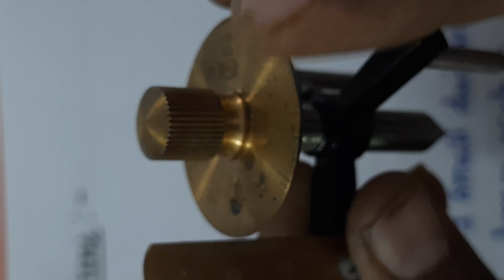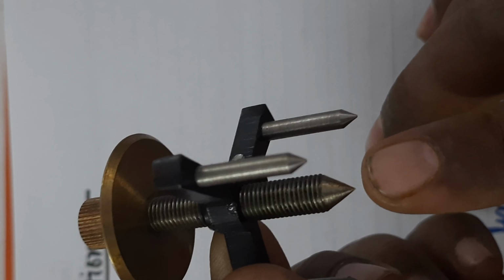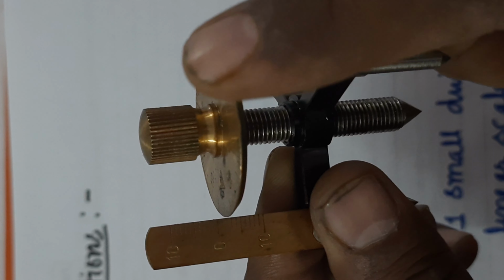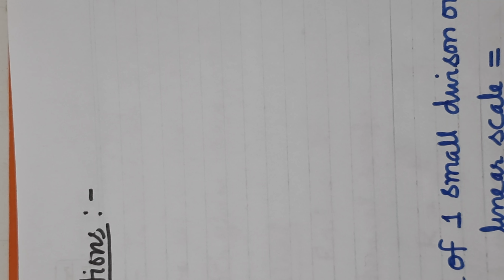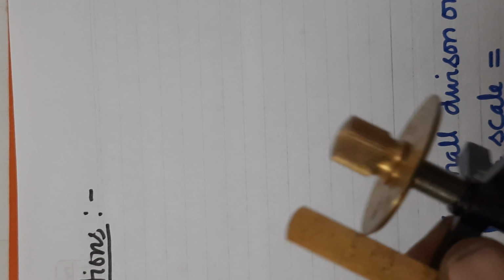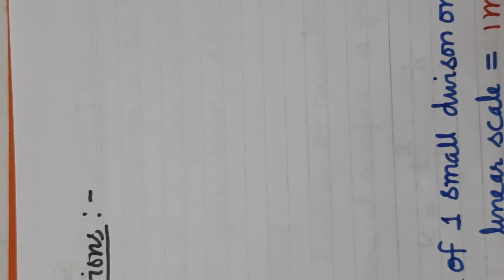The edge has moved 2 mm distance on giving 2 full rotations, meaning the tip will also move by 2 mm on giving 2 rotations to this. So that we will write here. You can see here I have already written. What is the value of one small division on the linear scale? Already I have told that one small division on the linear scale is 1 mm. So I will write 1 mm.